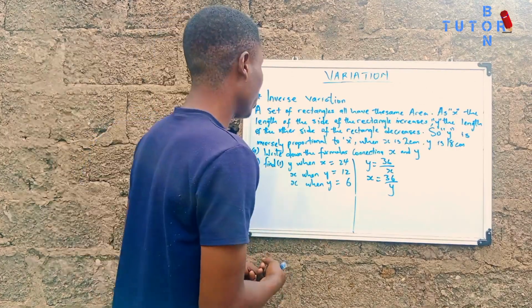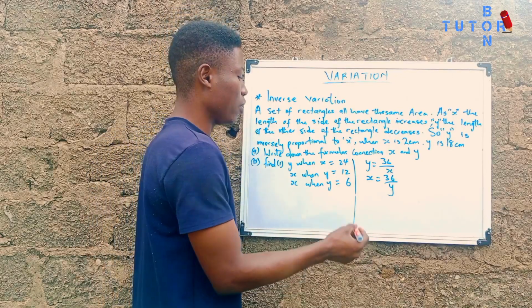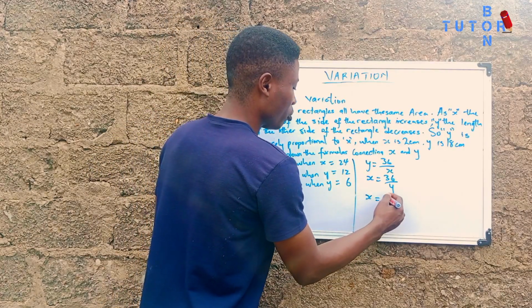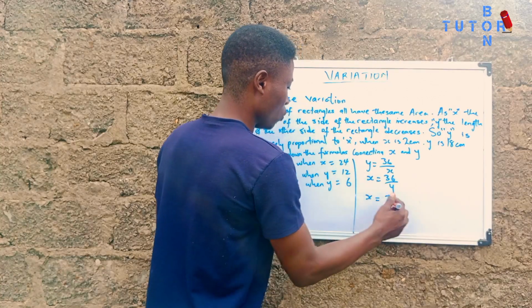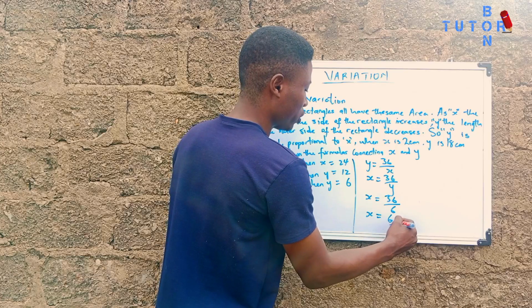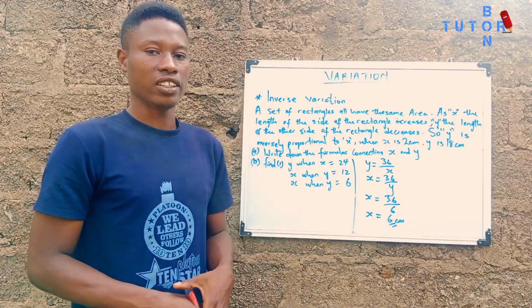And to the third one, looking for our x when y is 6. Still using the same formula, x equals 36 over y. So your x now will be 36 over y, which is 6, and your x equals 6 centimeter. 36 divided by 6 is 6.